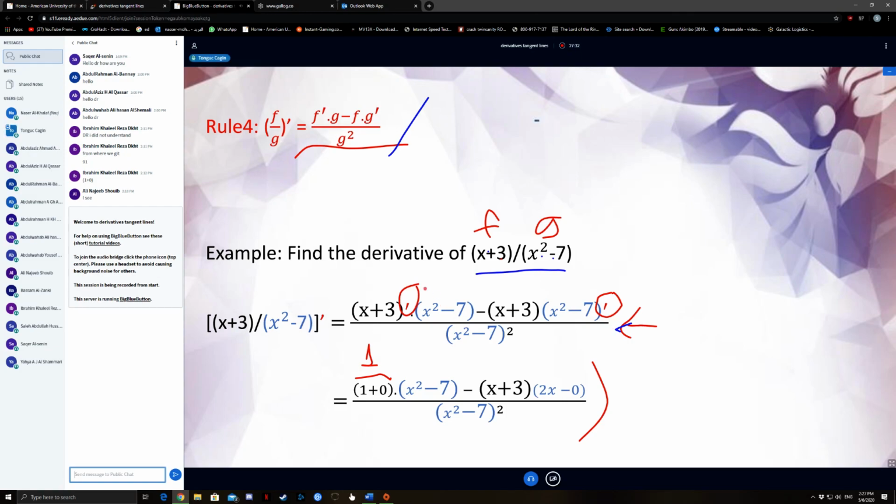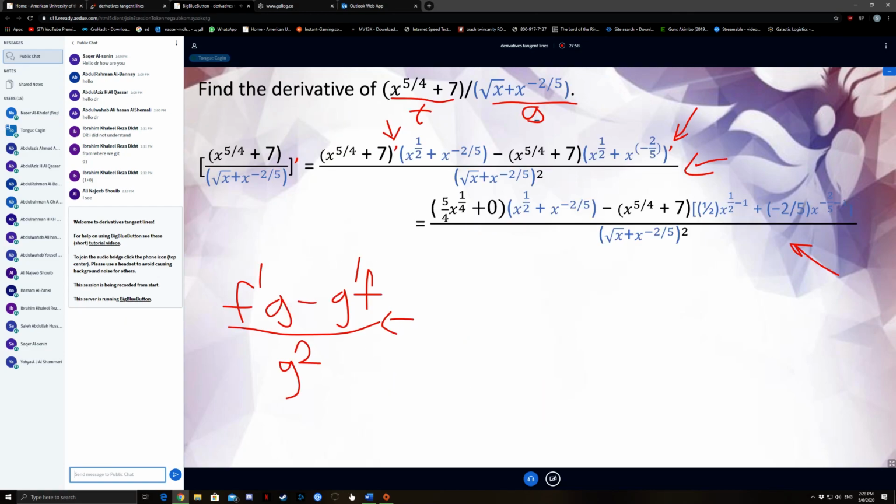Just in the answer, there are 2 more derivatives. You have to take them. But those are easy. Actually, those are the identical derivatives that we have taken in the previous question. Derivative of x is 1, and 3 is 0. Derivative of x squared is 2x, and derivative of 7 is 0. Finished. That's it. You just take them one by one.